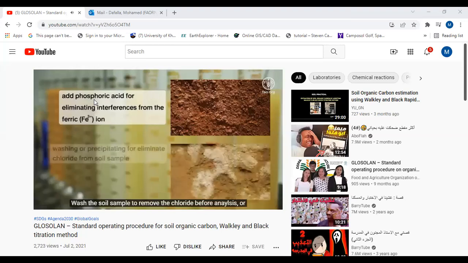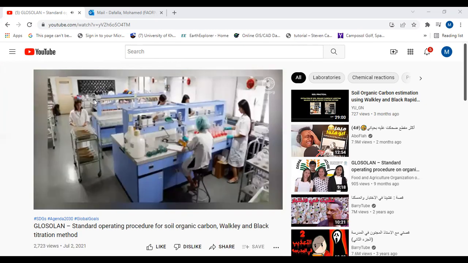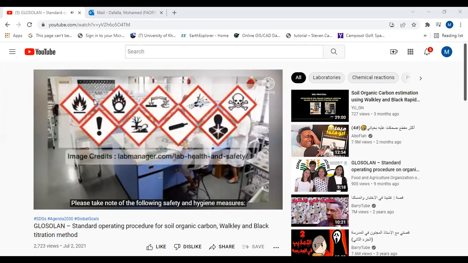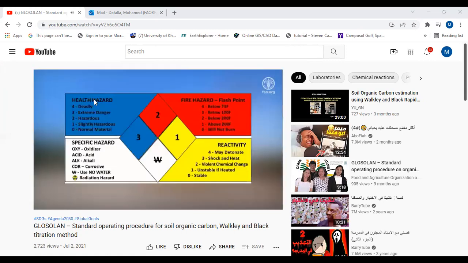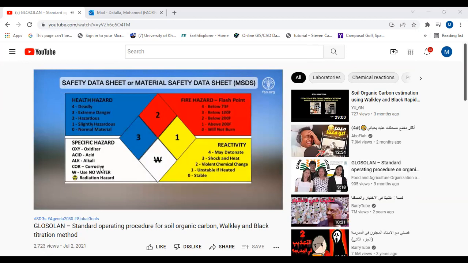Wash soil sample free of chloride before analyzing, or precipitate the chloride as silver chloride by addition of silver sulfate to the digestion acid. Be aware that this procedure involves the use of hazardous chemicals. Please take note of the following safety and hygiene measures. Refer to laboratory safety guidelines and material safety data sheets before proceeding.